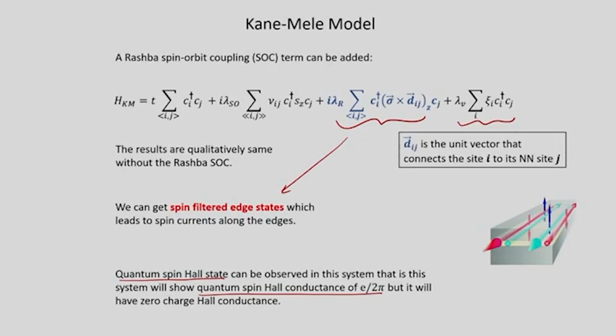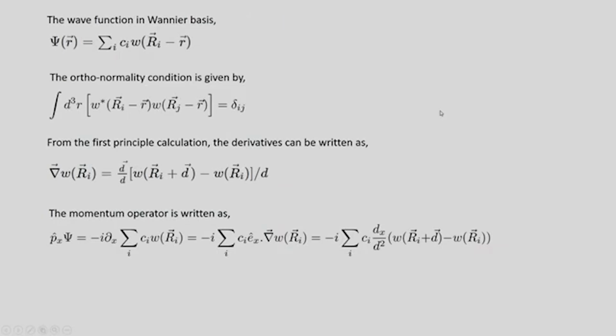Let me try to derive this term that you see here, the lambda r term, where this sigma cross d_ij and the z component of that is what is important. You have to take note of this z component, because we are writing a Hamiltonian whose eigenvalues will give energies. So it cannot be just a vector, it will have to be a scalar, and that z component makes it a scalar. Okay.